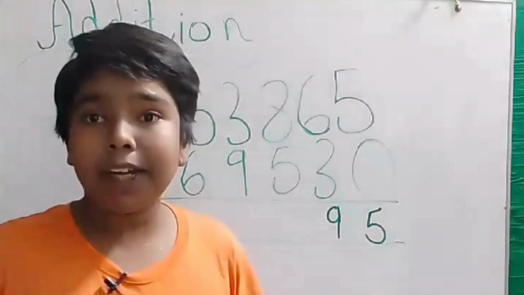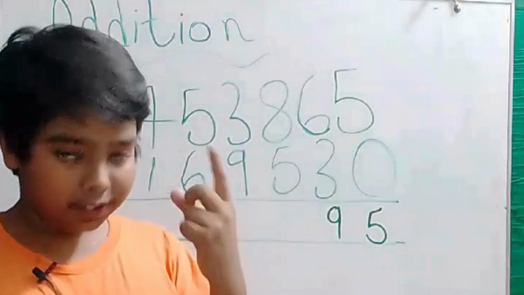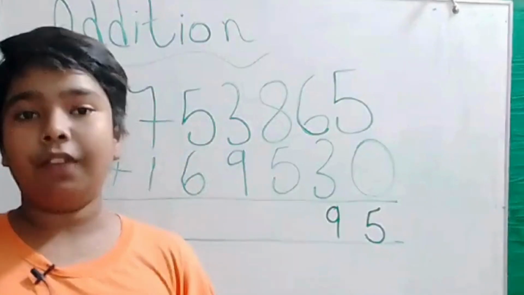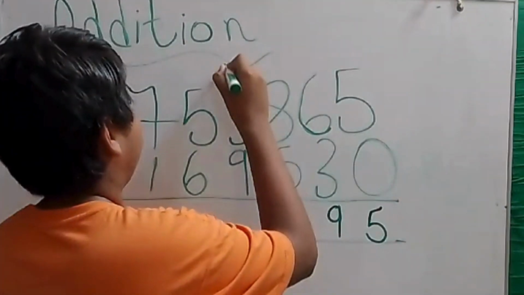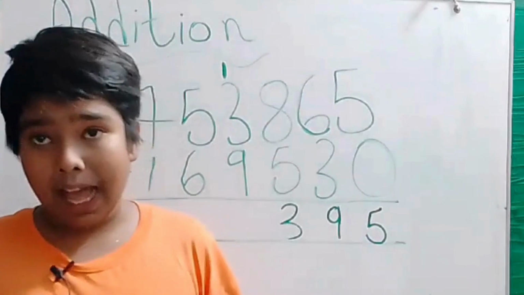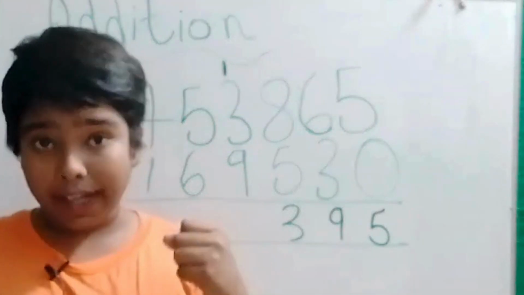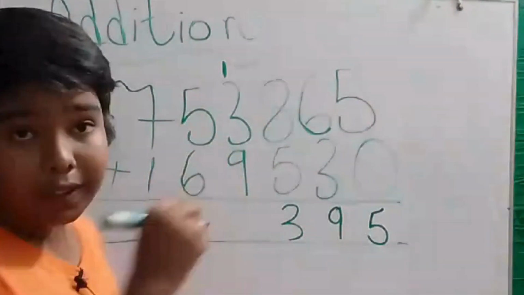Okay. 8 plus 5 is 13: 8, 9, 10, 11, 12 and 13. So 1 will be carried on to 3. Then 3 plus 9 is 3, 9, 10, 11, 12. So then we will plus 1.